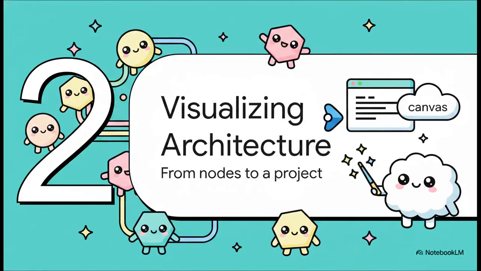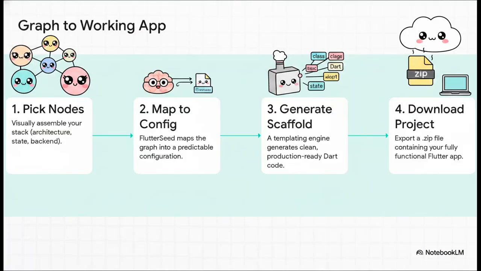Okay, that sounds great, right? But how does it actually work? I mean, how do you get from some visual canvas to a real, runnable Flutter project that you can just pop open in your IDE? Well, the process is actually brilliantly simple. First, you just pick some nodes on a visual graph to build your stack. Choose your architecture, your state management, your backend, all of it. Then, FlutterSeed maps that visual graph into a config file, uses a templating engine to generate perfect Dart code, and boom, you just download the zip file with your complete project.